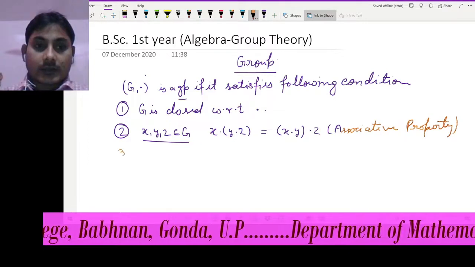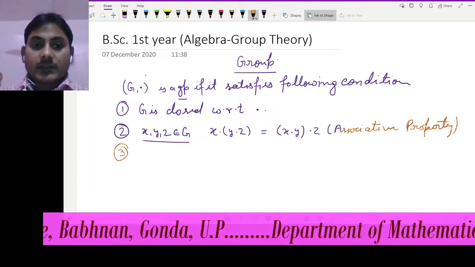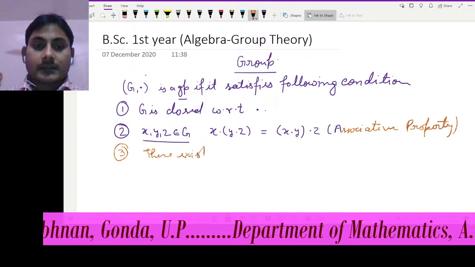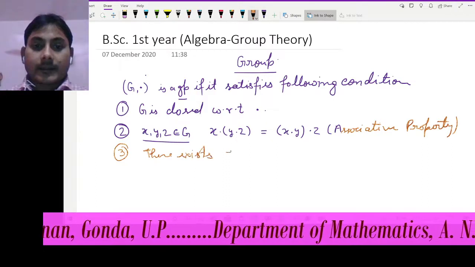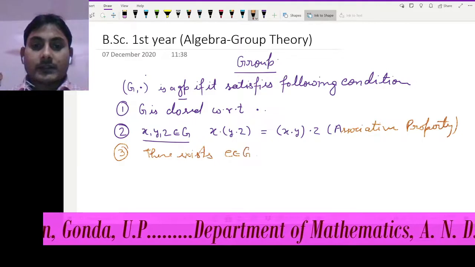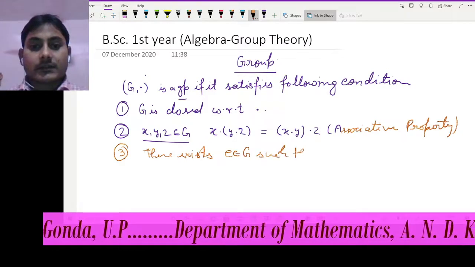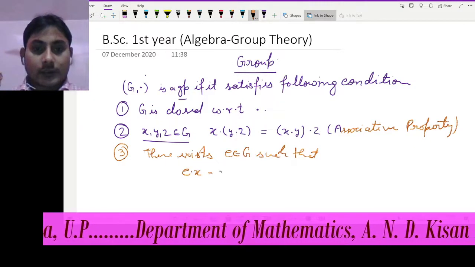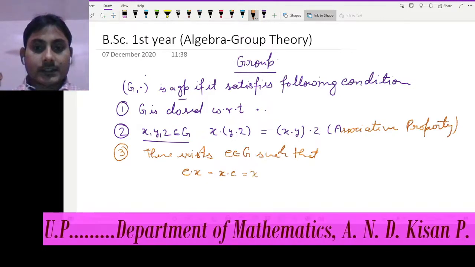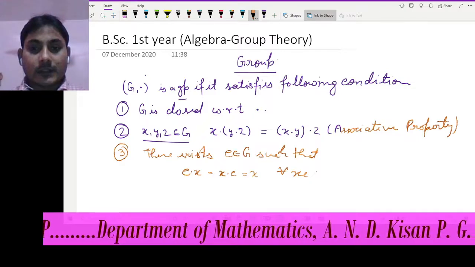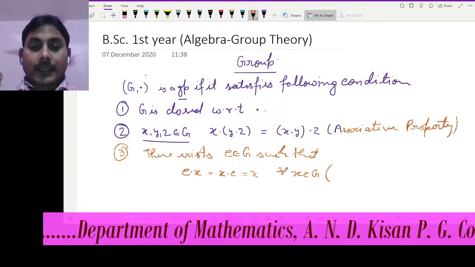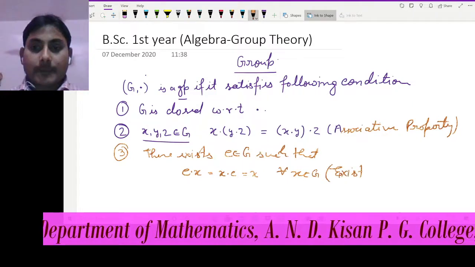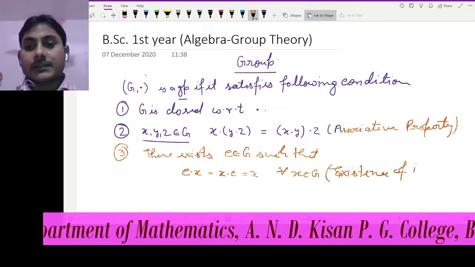And third one is, there exists E belonging to G such that E dot x is equal to x dot E equal to x for all x belonging to G. And this particular condition is known as the existence of identity.